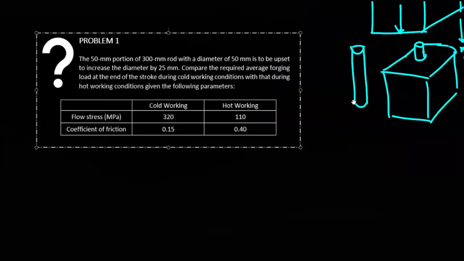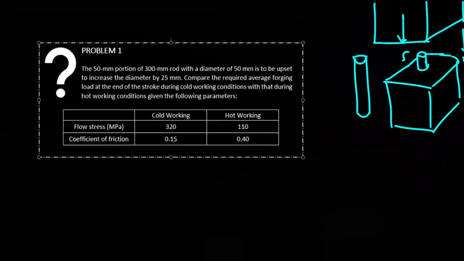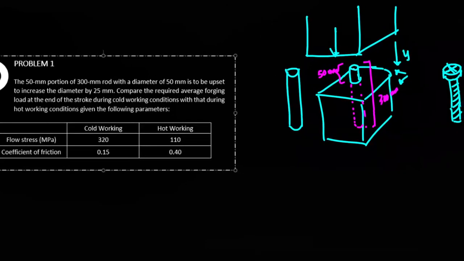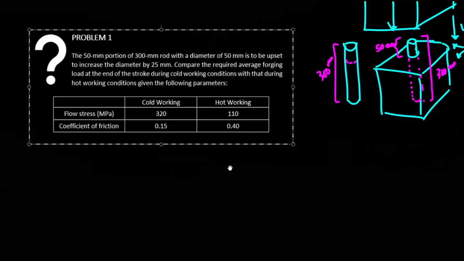Okay, so hopefully na-imagine nyo siya. And in this sense, based on the problem, this is actually the 50 millimeter portion. Ito yung i-upset natin. Tapos etong part na to, drawing ko lang, ito yung buong 300 millimeter. Okay? So hope that makes sense, no? And we are only upsetting a 50 millimeter portion, which is right around here siguro. I'm just estimating, no? Tapos yung diameter din niya is 50 millimeters, which is important because we will use that in our calculations, no? Okay? So let's try to calculate.